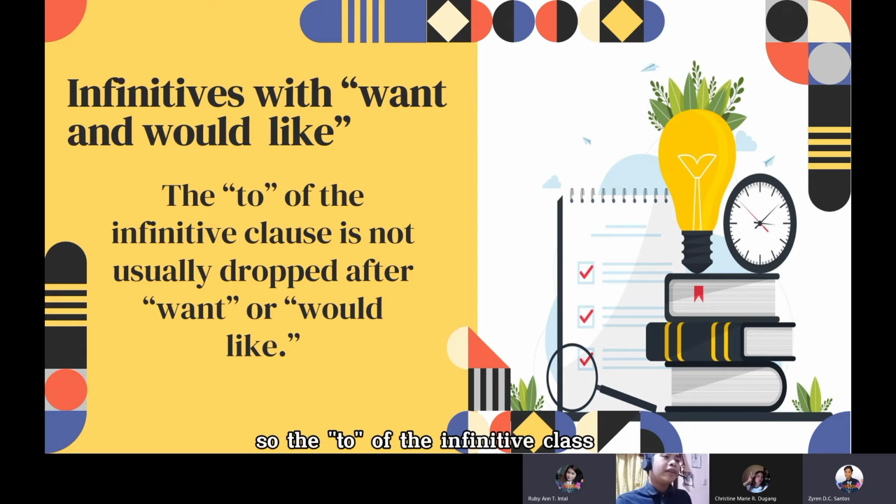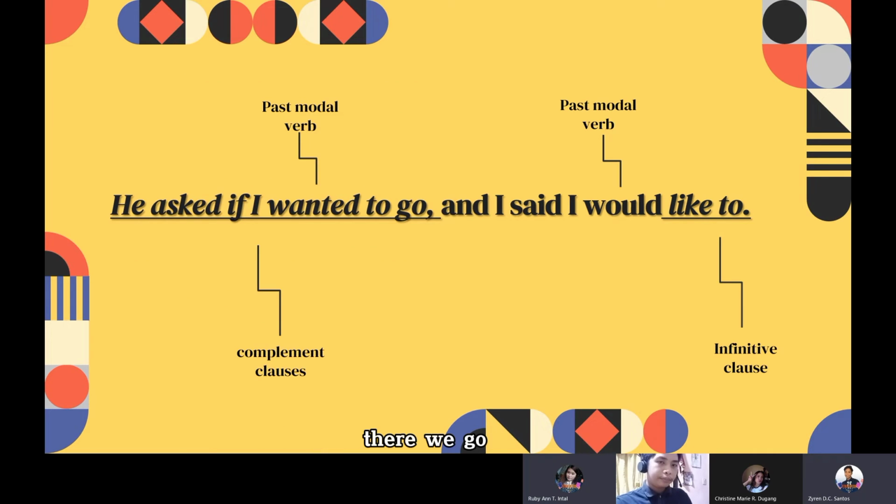So the "to" of the infinitive clause is not usually dropped after want or would like. Just like what I said earlier, if we're going to use the words want and would like, they always have the word to, or the infinitive. There we go. So, he asks if I wanted to go. Can anyone tell me what the infinitive clause is in the sentence?